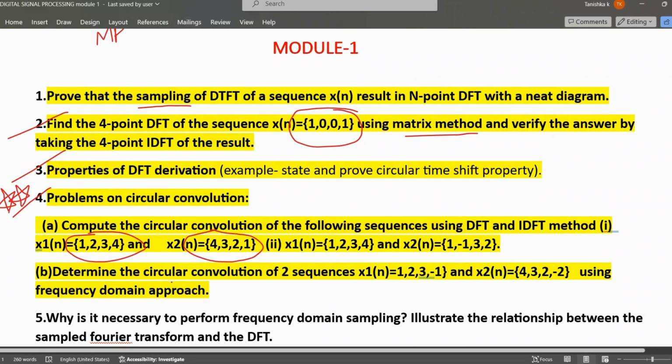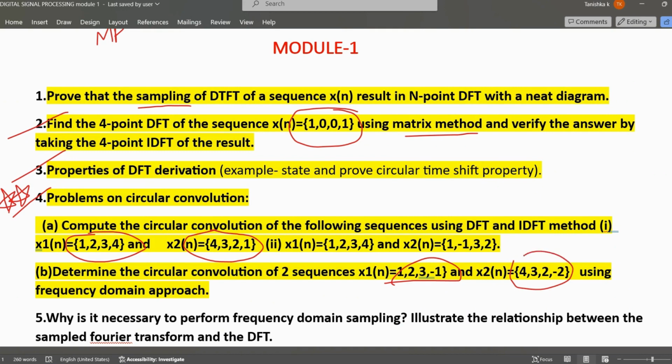Next, determine the circular convolution of the sequences. Here also the values will be different. Okay, don't depend on the values, just study the concept, then you will be able to solve any kind of question. See, in this question, they have mentioned that you have to solve the circular convolution using the frequency domain approach. So, if they have mentioned using the frequency domain approach, you have to solve the question using the frequency domain approach only. Okay.